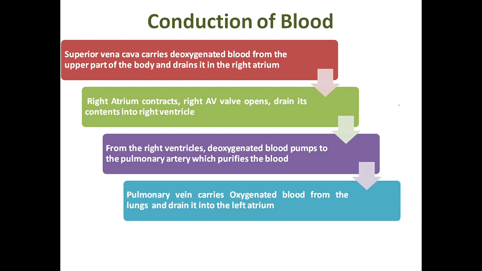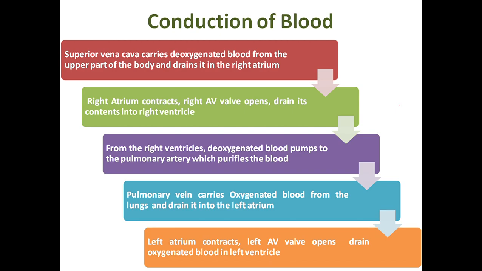Then from the lungs, the pulmonary vein carries the oxygenated blood and drains into the left atrium, and from the left atrium it enters into the left ventricle, and from the left ventricle it goes to all parts of the body through the aorta.